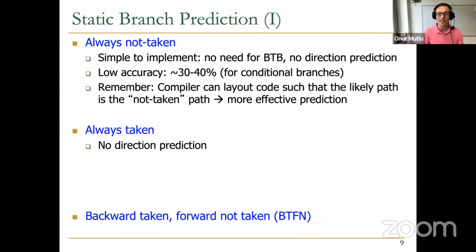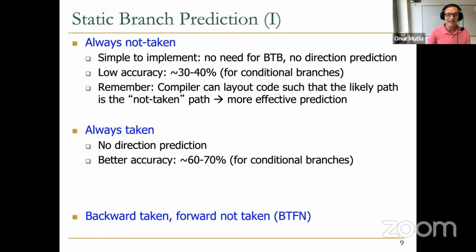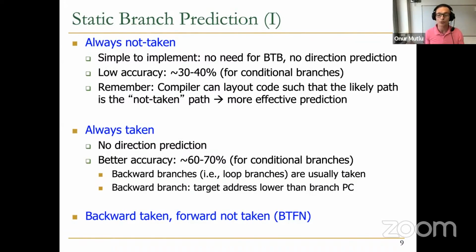Always taken, again, you have no direction prediction, but you need to have the BTB in this particular case because you need the target address. You get better accuracy, 60 to 70% on average, which is not bad. The reason is most branches are usually taken. The reason is you have a lot of loops in a program, and loop branches are usually taken. Imagine a loop where you're adding two 1 million element arrays. That loop branch will be taken 1 million minus 1 times, right? So the accuracy of an always taken prediction is great in that particular case, and clearly the accuracy of always not taken is terrible for that loop branch, right?